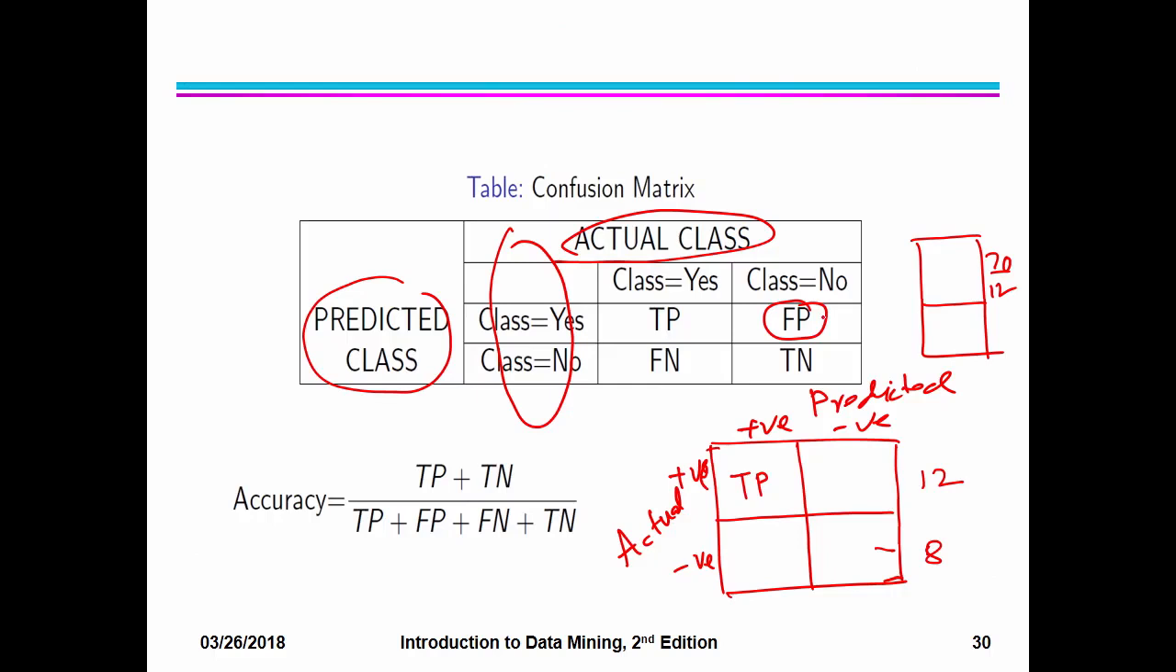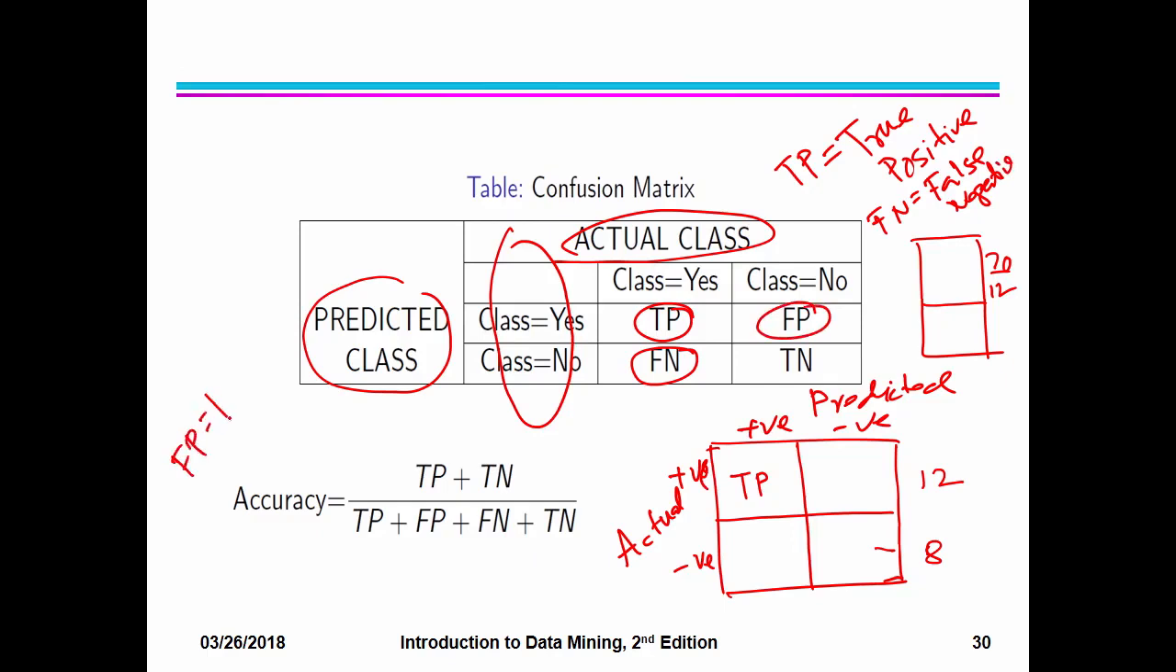So, that is the false positive. The names: TP means true positive, FN means false negative, and what is FP? FP is false positive. Similarly, what is TN? TN is true negative.